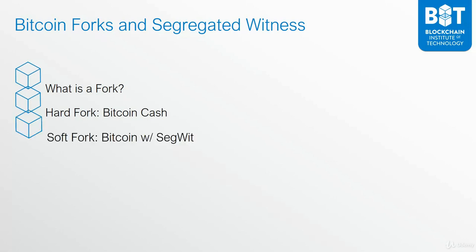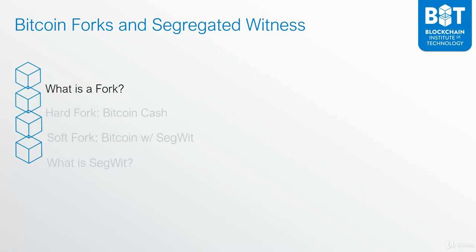We'll then talk about a soft fork. Segregated witness, or SegWit, was activated via a soft fork. We will explain what that is in this lesson where we go into soft forks. We will then talk about what is SegWit. Let's begin first with what is a fork.